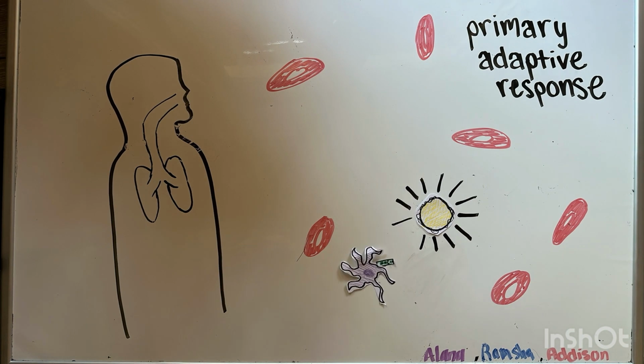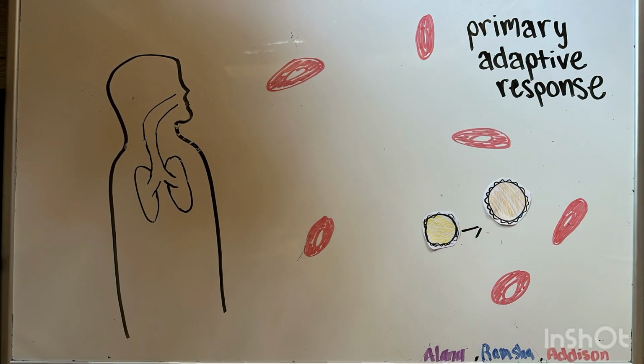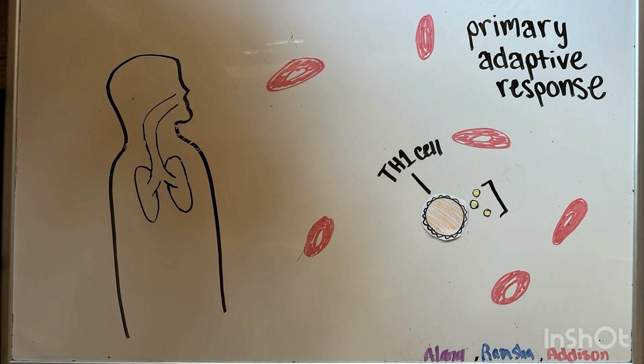This binding will activate the helper T cell, leading to two types of responses. One response that the helper T activates is the T cell response. In this response, the helper T cell becomes a more specialized form of a helper T cell called a Th1 cell, which releases the cytokine interferon gamma, or IFN gamma, which will activate the macrophages.